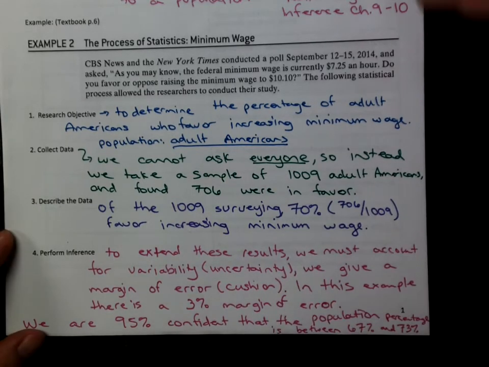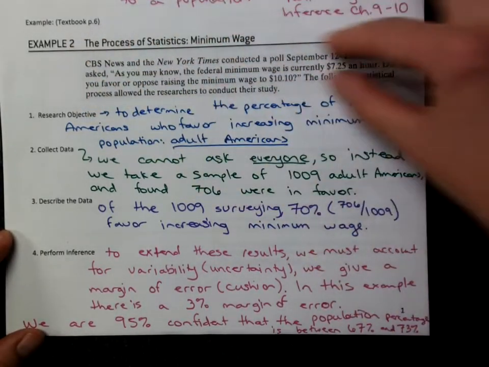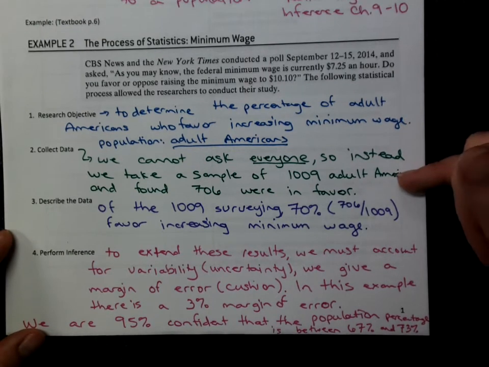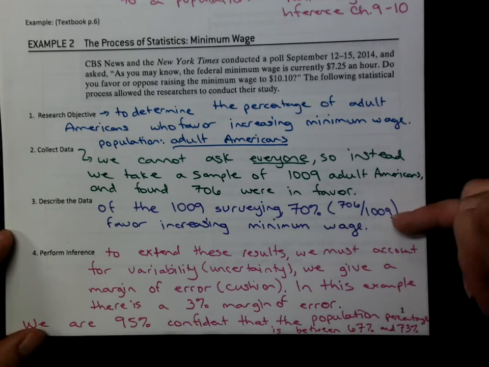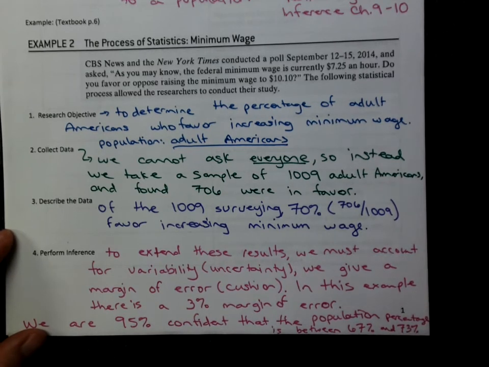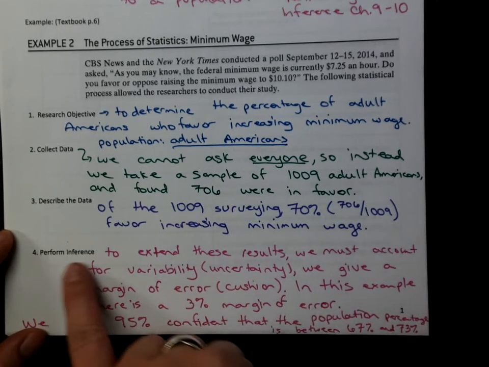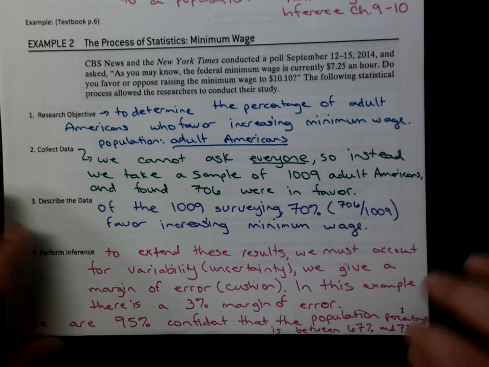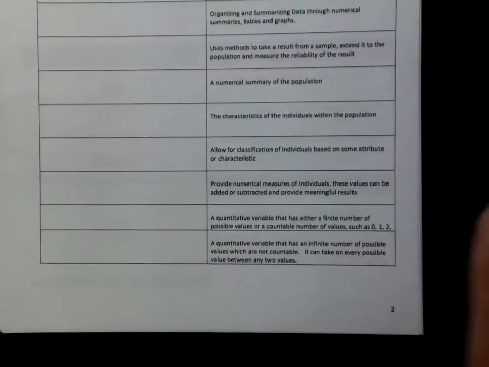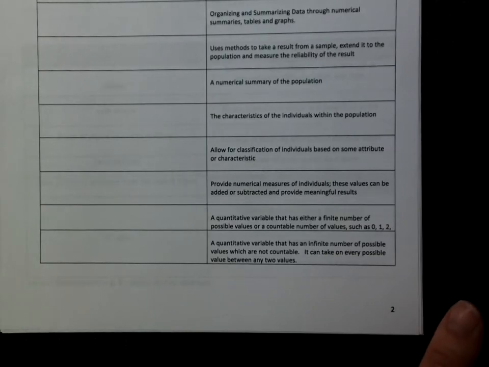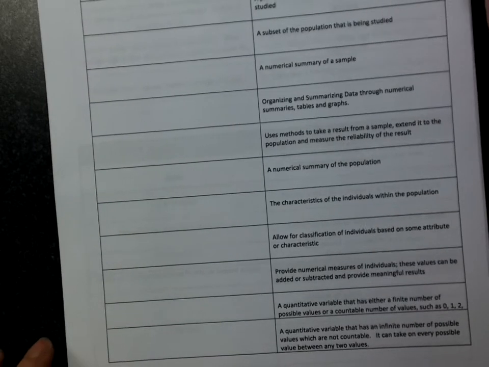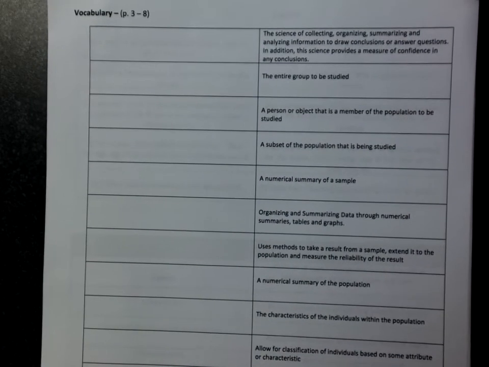So that is the process of statistics. Given any sort of scenario, we can break it down into the research objective, collecting data, describing the data we've collected, and finally performing inference. Again, this is a very long process. We will break down each step of it in the second half of the course. So let's move on to some vocabulary in the course. These are words that you might have heard of before, but maybe not necessarily used in the same way as we're going to use them.